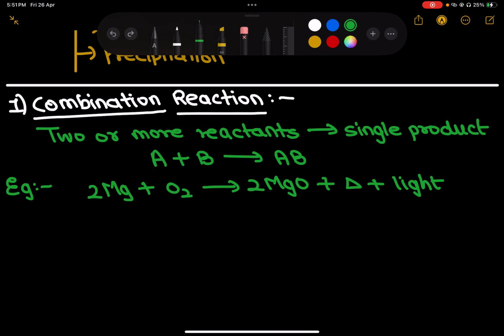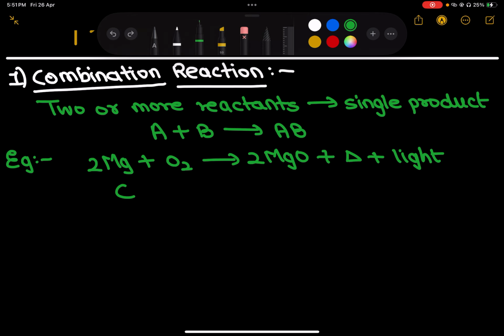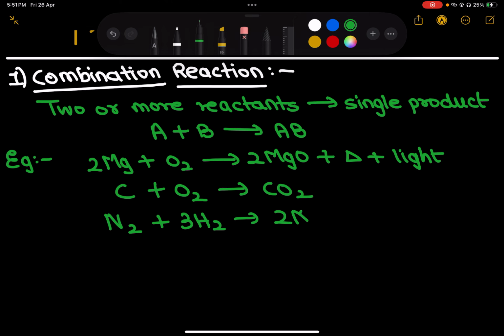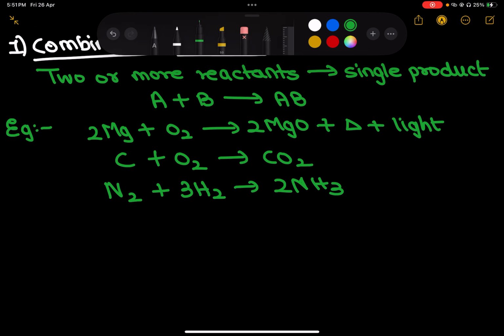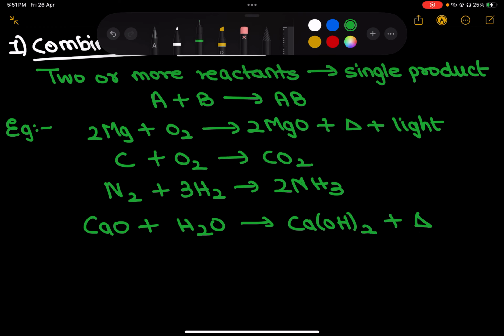Anyways, moving on. The second example is C plus O2 gives CO2, one of the most basic examples. Then we have N2 plus 3H2 gives 2NH3, so which is ammonia, right? And then we have a very, very important reaction, okay, as a combination reaction. It is CaO plus H2O gives Ca(OH)2 plus heat.